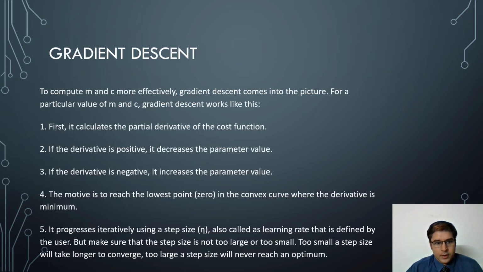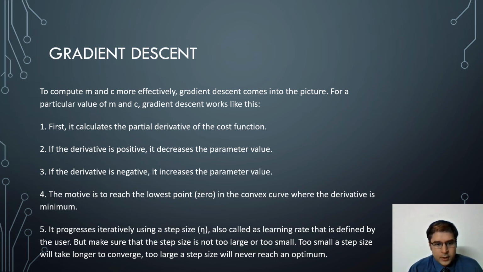Gradient descent. To compute m and c more effectively, gradient descent comes into the picture. For a particular value of m and c, gradient descent works like this. First, it calculates the partial derivative of the cost function. If the derivative is positive, it decreases the parameter value. If the derivative is negative, it increases the parameter value. The motive is to reach the lowest point or 0 in the convex curve where the derivative is minimum. So the cost function will be minimum there where the derivative is minimum.